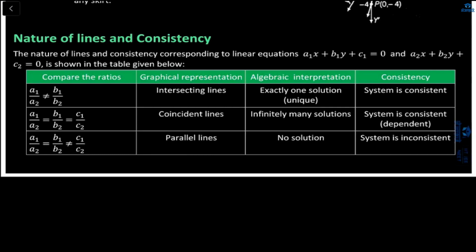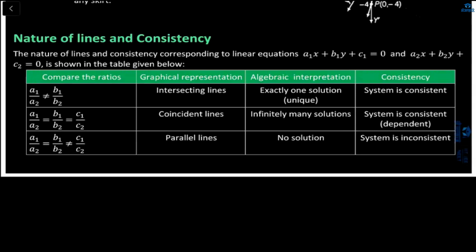So let's see the first one. If it is equal to c1 by c2, then they are coincident lines, that means overlapping lines, one on top of the other, with infinitely many solutions. So this type of equations is also called consistent, but dependent. Consistent but dependent.